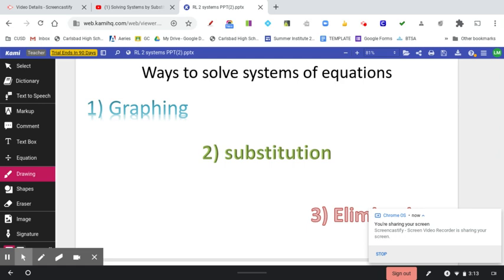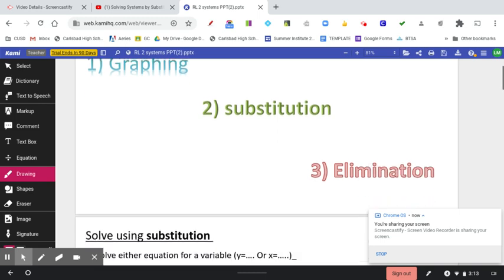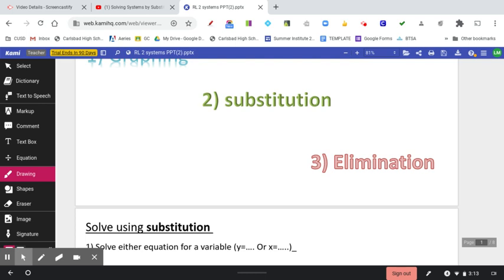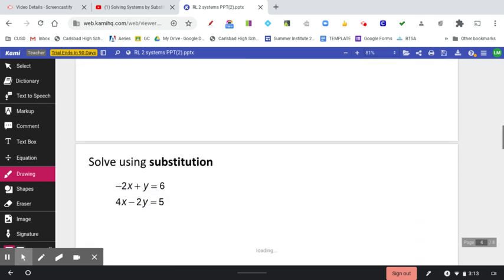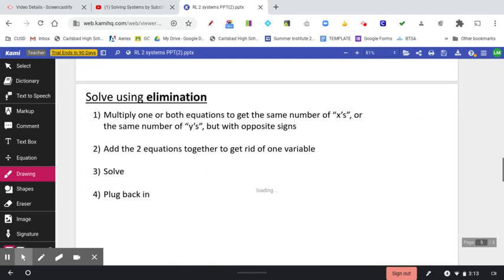All right, let's take a look at the third type of way we solve systems of equations. We did graphing, we did substitution last video. Now today we're on to elimination. So let's take a look, elimination down here. These are the steps. Pause your video and write these down. I'm going to go through one by one.